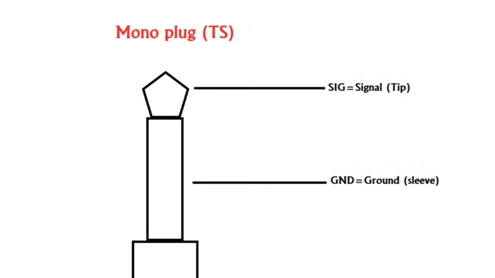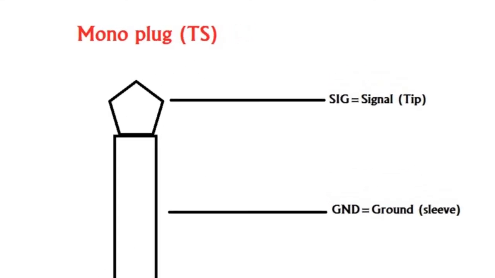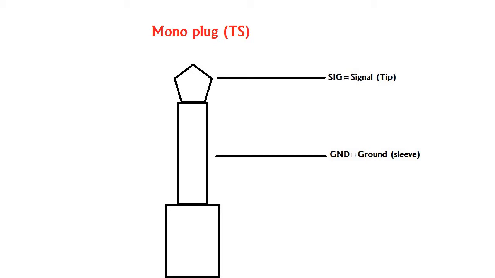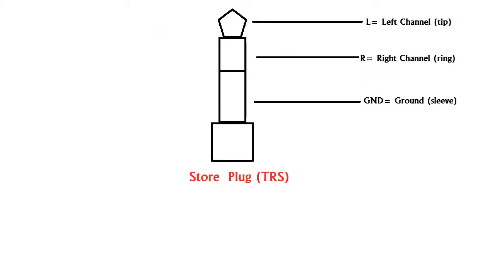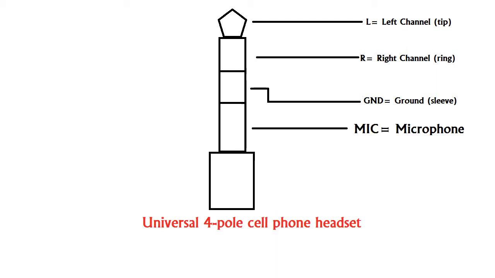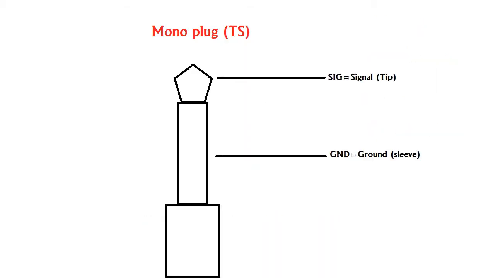Today I'm going to talk about the mobile jack connector. There are different types of mobile jack connectors, and I am going to talk about the mono plug, which is known as the TS, the stereo plug, which is known as the TRS, and the universal 4-pole cell phone headsets. First of all, I'm going to talk about the mono plug, which is known as the TS.